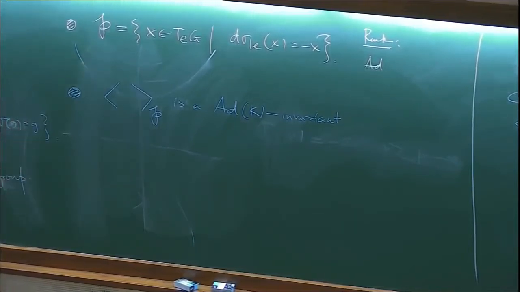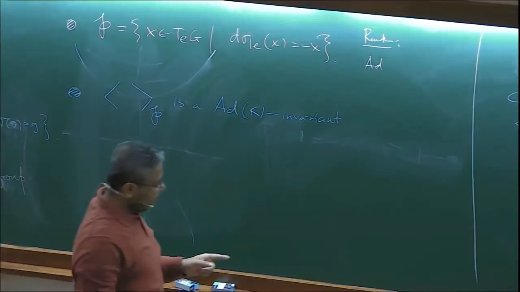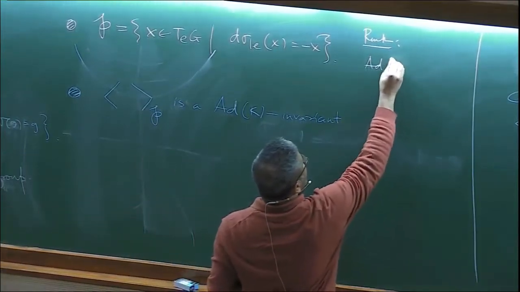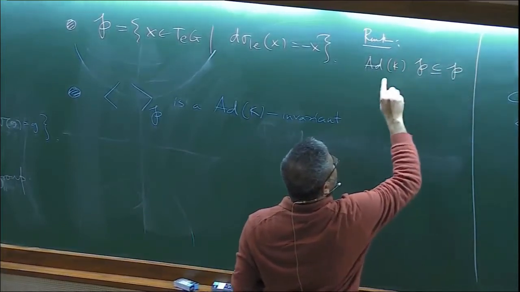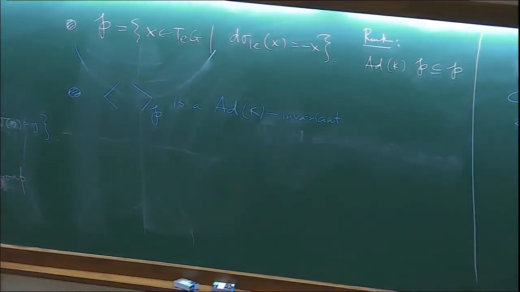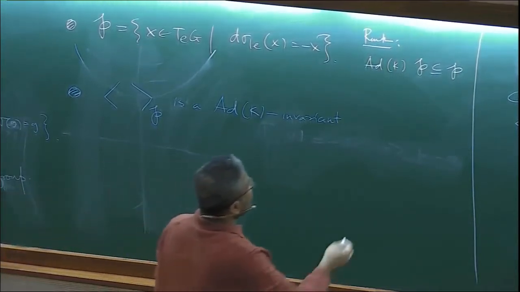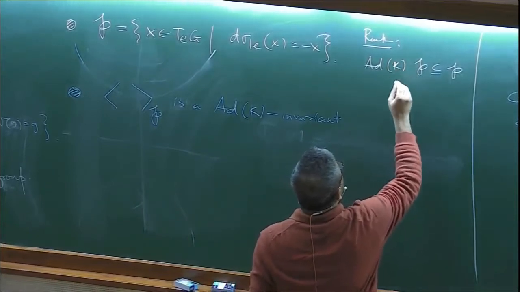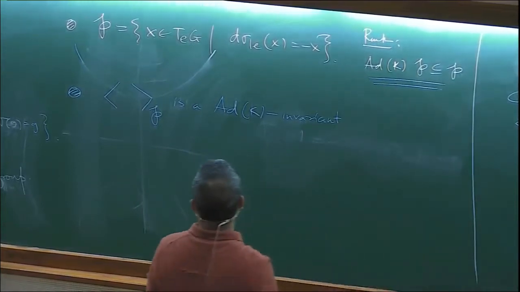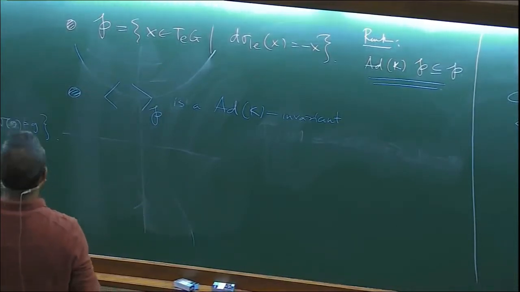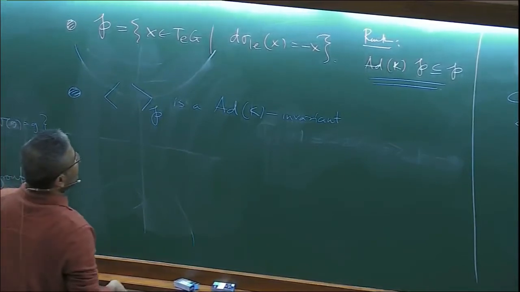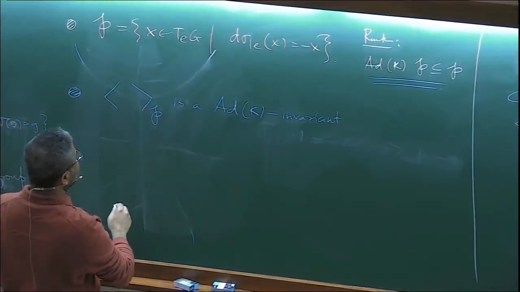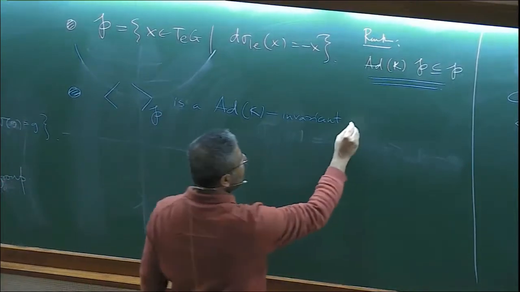And so it is a very easy fact to prove that this Ad K keeps this P invariant. And that follows from the fact that K is here. Okay, so this is an Ad K invariant space, with an invariant inner product.